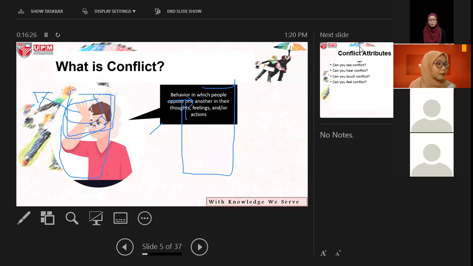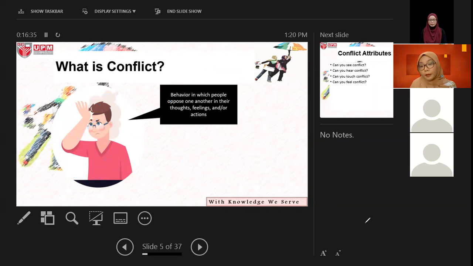So conflict. Actually, Imanina has explained this earlier. So what is conflict? Okay, conflict is any behavior in which people oppose one another in their thoughts, feelings or action. So earlier Imanina highlighted the idea, differences in ideas. Okay, so conflict can also happen due to differences in feelings, and then actions. Okay, this is a very general definition of conflict.